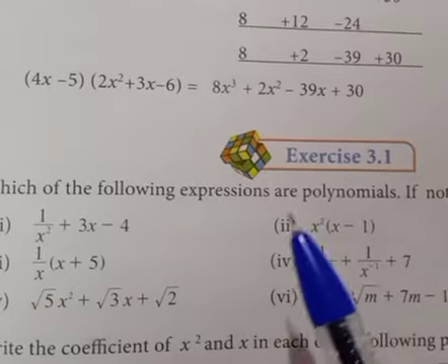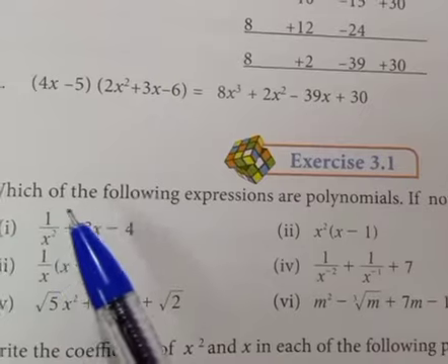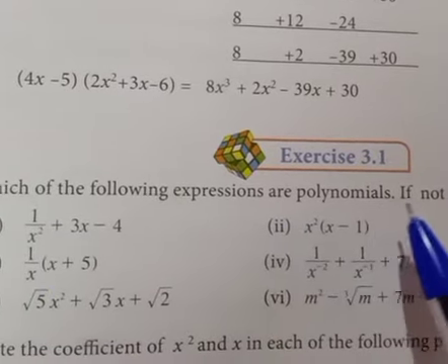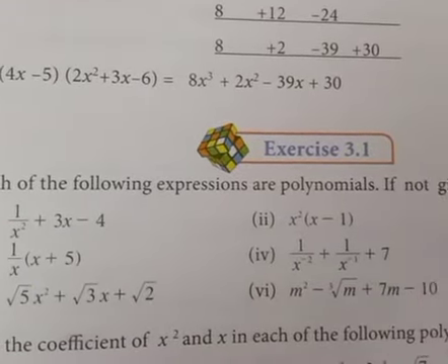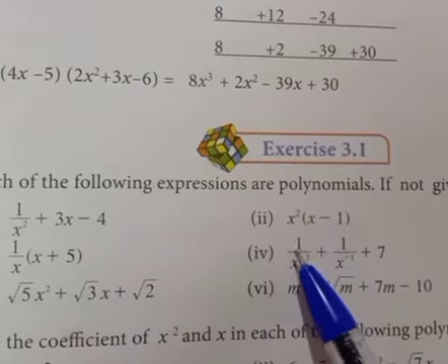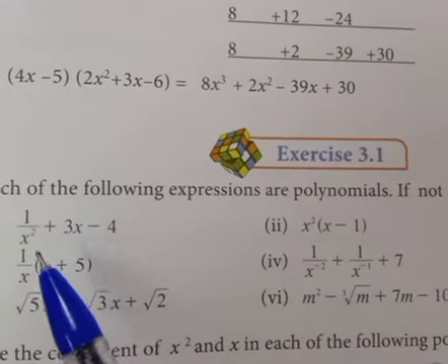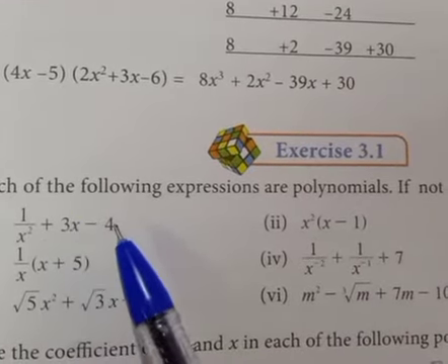Students, now you are going to learn exercise 3.1. First problem, which of the following expressions are polynomials? If not, give reason. Suppose it is not a polynomial, you have to give reason. First problem, 1 by x square plus 3x minus 4.